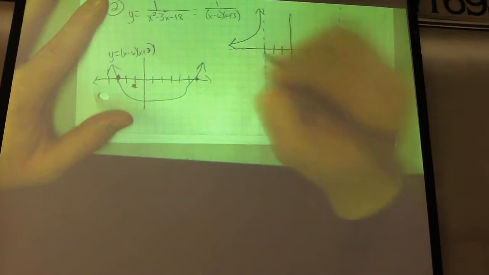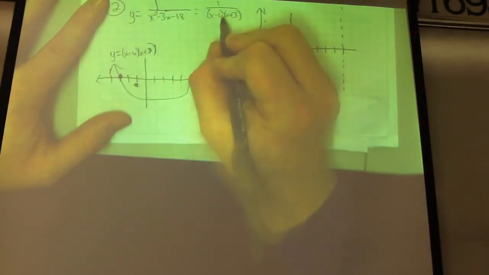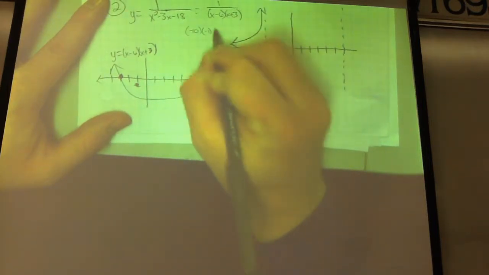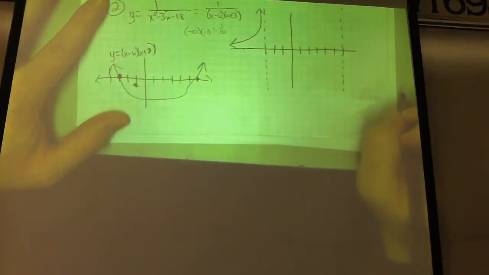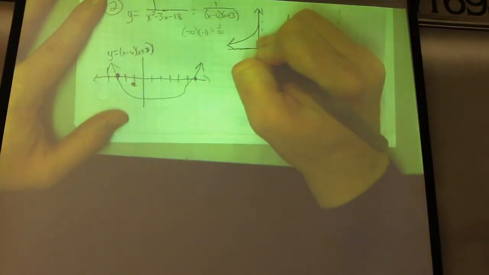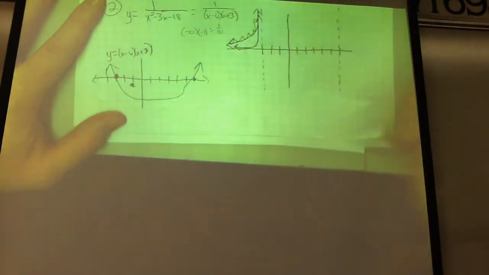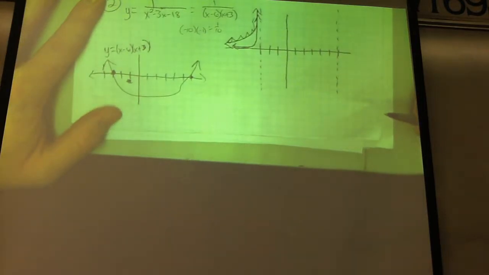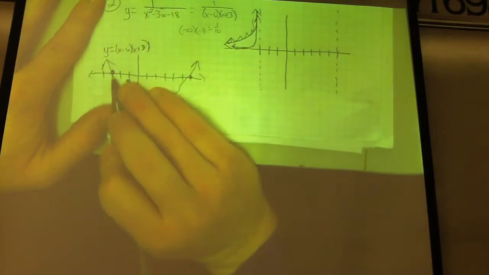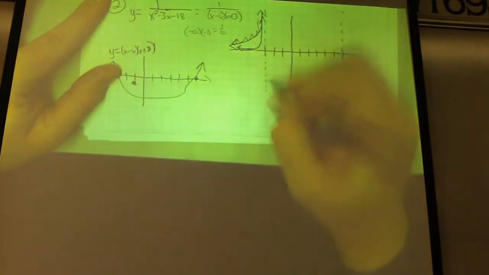Plug in a point like -4. -4 minus 6 is -10. -4 plus 3 is -1, so it's 1/10. So my graph is way inaccurate. Just put a dot there and then write 1/10. And then just to the right of -3, it's really small and negative, so it's going to be really big and negative.